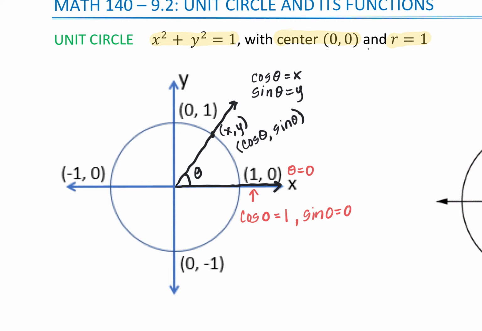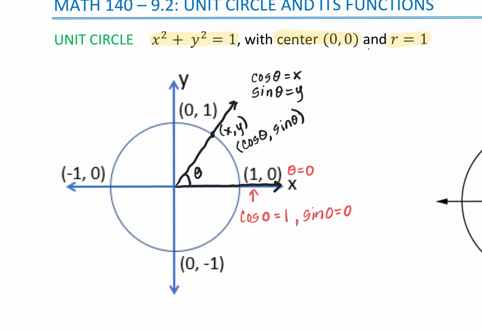Circles are not functions. However, because they have all these great properties, we want to create functions from the circle. And we want to create functions that perhaps can go on infinitely in both directions, what we call periodic functions. And this is where our cosine and sine come from. So cosine is the x value on the unit circle. Sine is going to be the y value on the unit circle.